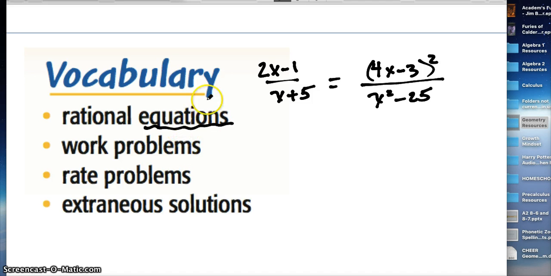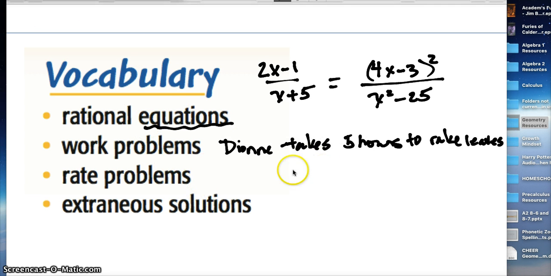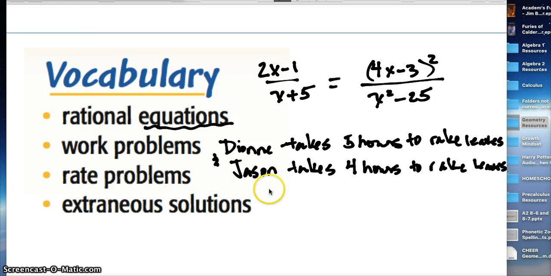Work problems are types of problems where you find out that some person can do a job in like 5 hours. So you might be talking about me. Dion takes 5 hours to rake leaves. And maybe my husband, Jason, takes 4 hours to rake leaves in that same space. How long will it take us working together? Well, not 9 hours, because that's insane, right? It shouldn't take us longer. Well, maybe it would because we'd be daydreaming. But it wouldn't take us longer if we're working together at the same rate that we would if we were working independently. So how much longer would it take? And so that's the type of problems that we're going to talk about when we discuss work problems.